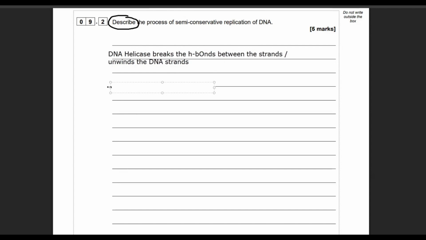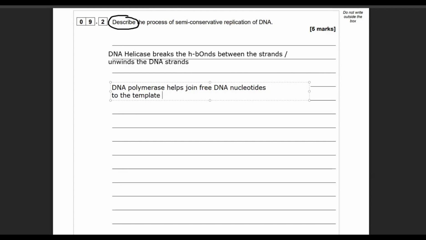What can we say next? Let's go for the other enzyme, DNA polymerase, helps join free DNA nucleotides. Now, AQA are quite generous. You can just say free nucleotides, you don't have to say free DNA nucleotides, but some exam boards like OCR are specific on that. So DNA polymerase helps join free DNA nucleotides to the template strands. And how do they do this? By complementary base pairing.